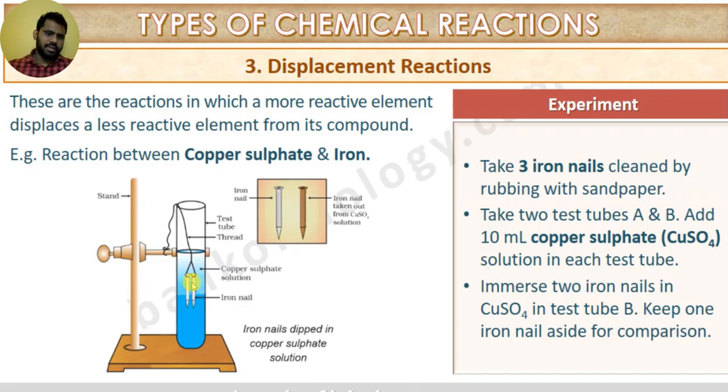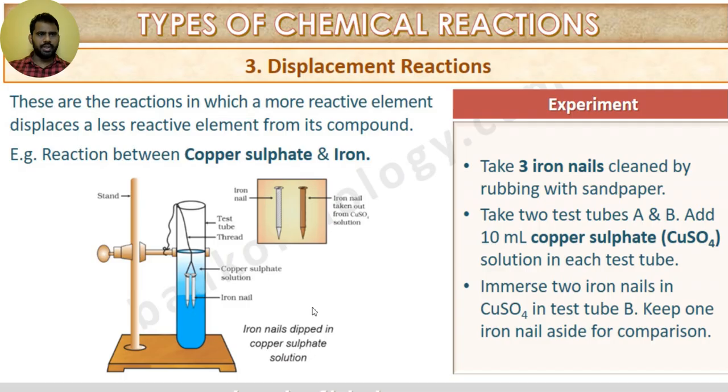What happens after we take out the iron nail from the copper sulfate solution? The iron taken out from CuSO4 solution looks grayish in color. The color has changed from this steel color to this grayish color. So how has this happened? We take 3 iron nails, and we clean them by rubbing with sandpaper. We take 2 test tubes A and B and add 10 ml copper sulfate solution in each test tube. Immerse 2 iron nails in CuSO4 in test tube B. Keep 1 iron nail aside for comparison.